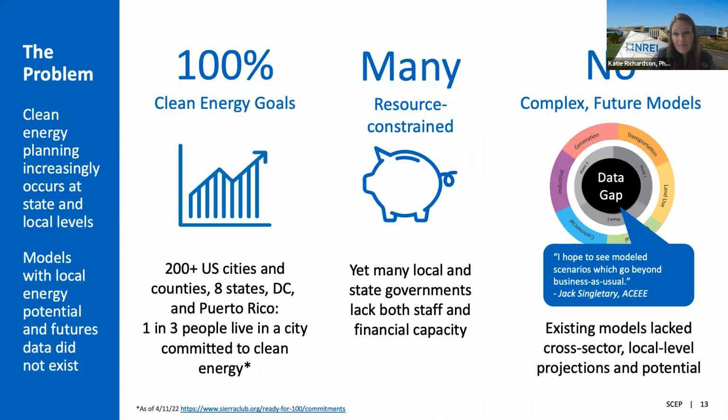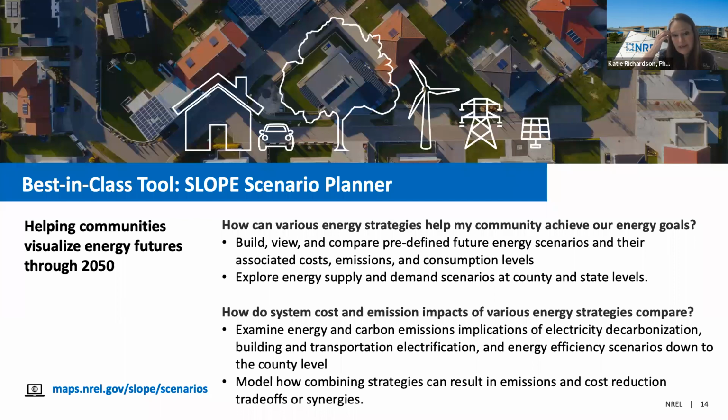The real gap in the market that we saw around data when we were building the scenario planner is that many places had these 100% clean energy goals. This number is a little bit old, about a year old now, but so many cities, counties, states are making these commitments. And yet we know that you guys are so busy and that communities only have so many dollars. What is the way to bridge this need, and how can we create complex future models that provide that cross-sector projection? So we built the SLOPE scenario planner to meet this need.